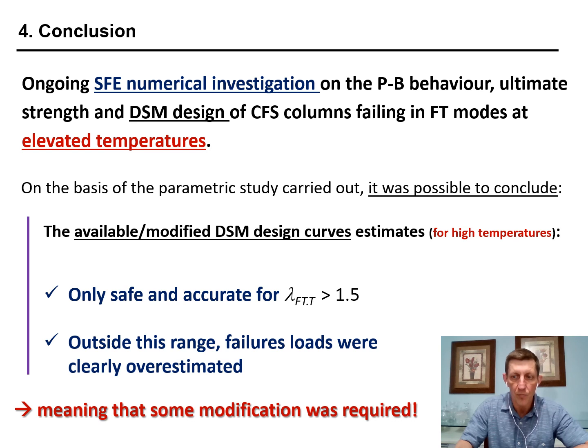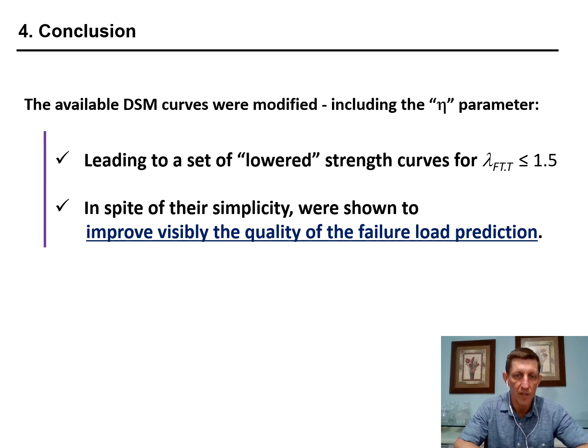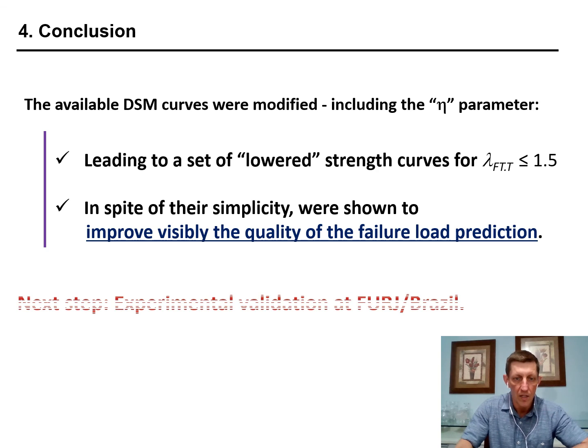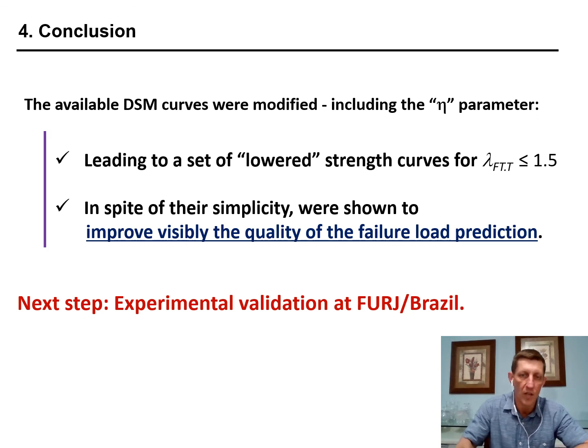That's what we did. The available DSM curves were modified by including the eta parameter, leading to a set of lowered strength curves for short columns, lambda FT lower and equal to 1.5. In spite of their simplicity, these equations were shown to improve visibly the quality of the failure load predictions. As next steps, we intend to do an experimental validation of this curve at the Federal University of Rio de Janeiro in Brazil.